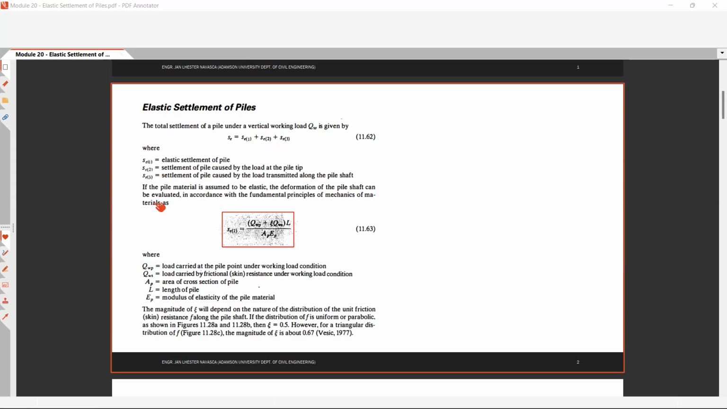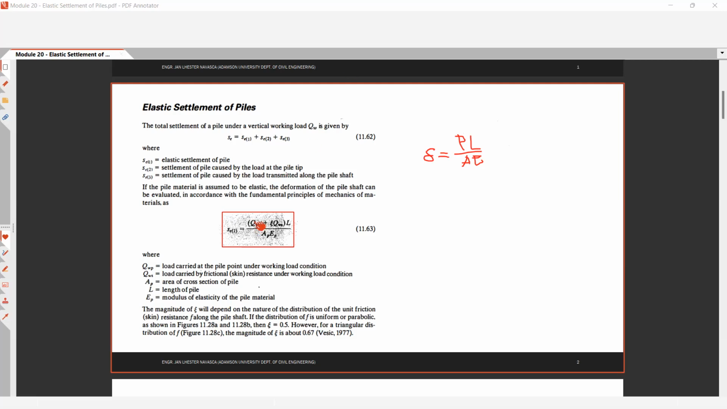Okay. If the pile material is assumed to be elastic, the deformation of the pile can be evaluated in accordance with the fundamental principle of mechanics of materials. Okay. So if you recall yung formula ng axial deformation, that is equivalent to PL over AE, right? That is PL over AE. Okay. Whereas yung stiffness natin is yung AE over L, yung axial stiffness. Ito yung tinatawag nating axial stiffness. And ito yung ating axial force, yung P, is equal to the axial deformation, right? So basically the same lang siya dito sa elastic settlement of pile or yung SE1.